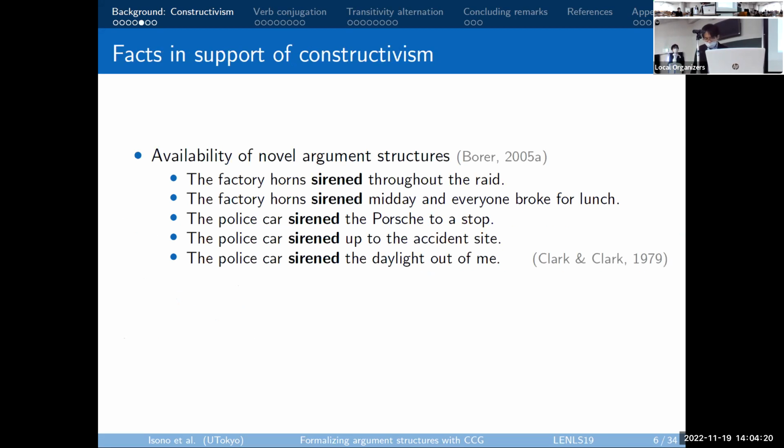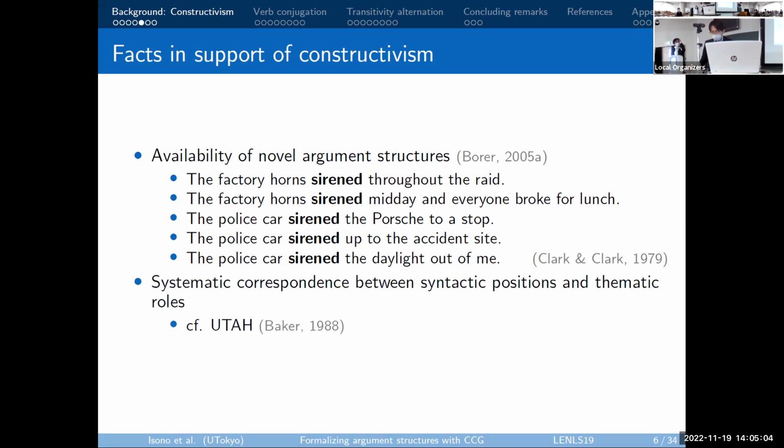And a variety of facts have been argued to provide support for constructivism. One representative fact is the availability of novel argument structures. In these sentences, the word siren is used as a verb in a variety of argument structure constructions, although the word siren is typically used as a noun. Native speakers of English can interpret these sentences even if they have never heard of siren being used in these particular constructions. And this is kind of unexpected if the verb's argument structure has to be lexically specified, while constructivism can offer an explanation for this by syntactically composing the argument structure and assigning thematic roles to them.